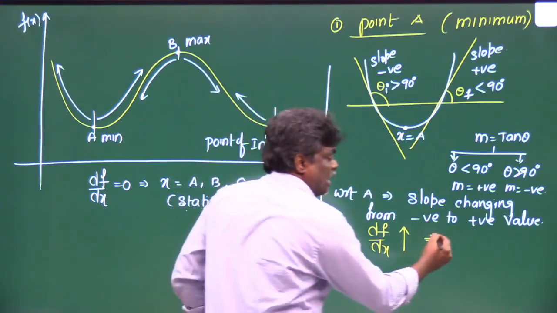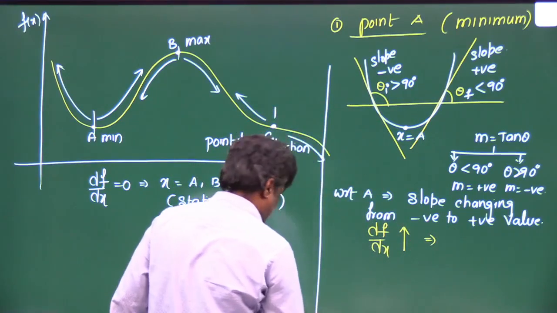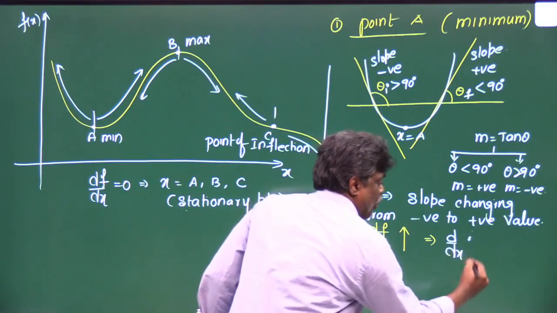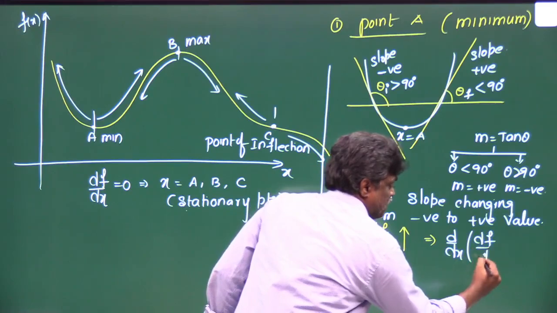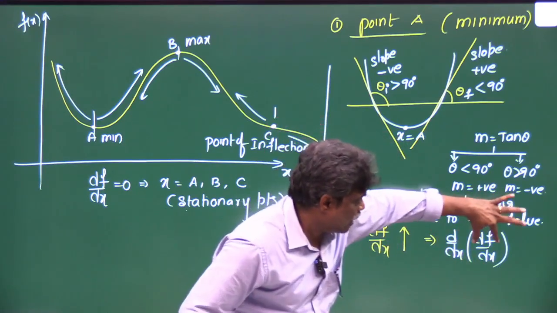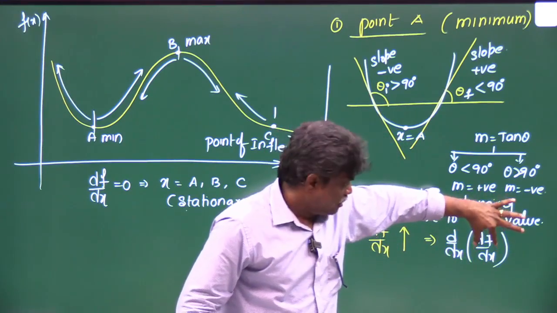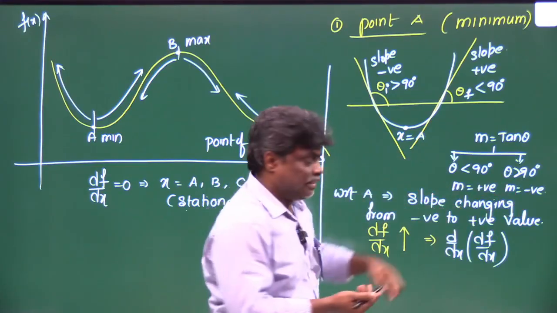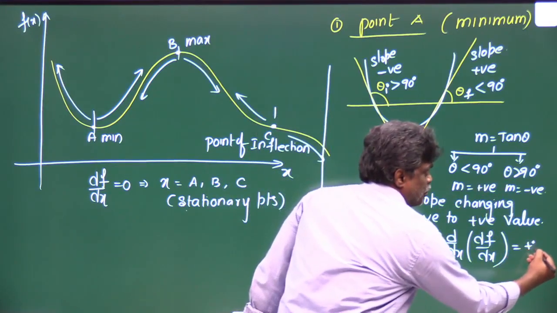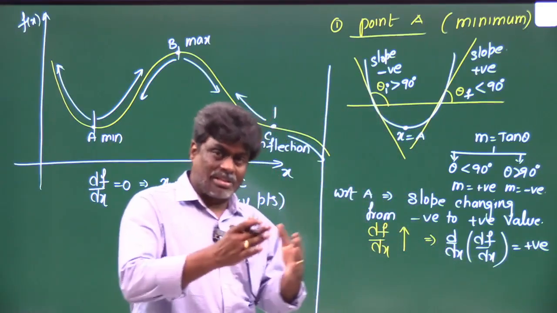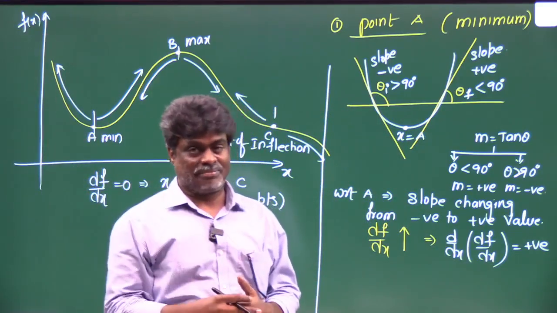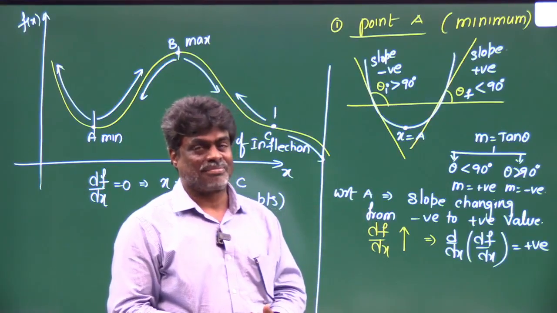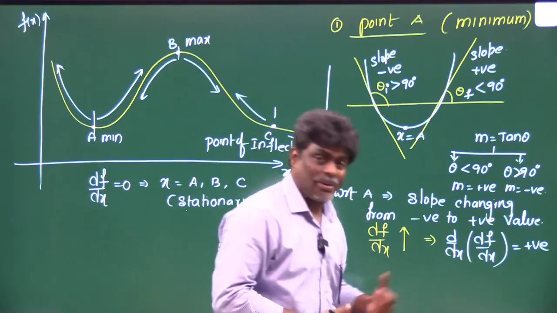If I find one more derivative, that is d by dx of df by dx. Just imagine this is your height in the childhood. So the height function is increasing. Again, if you differentiate it, definitely you will get a positive value, because with respect to time the function is increasing. That's why definitely you will get a positive value. One more time if you differentiate. I hope you understand this point.